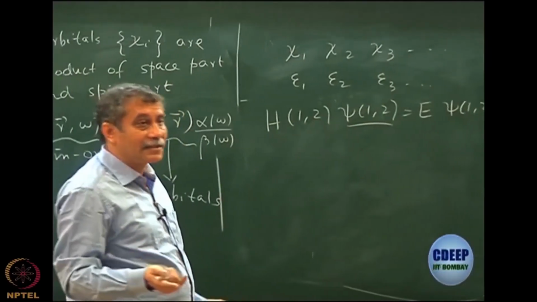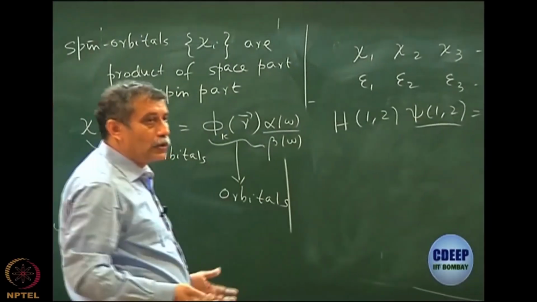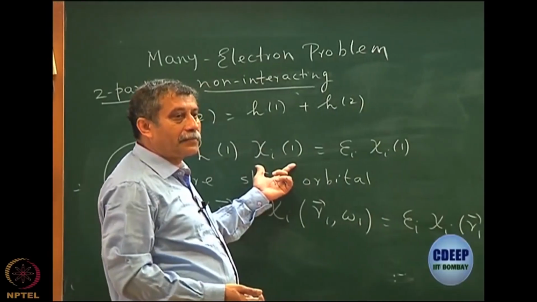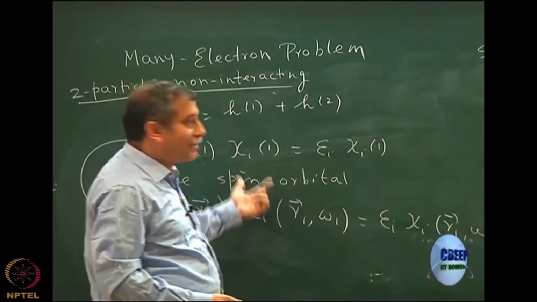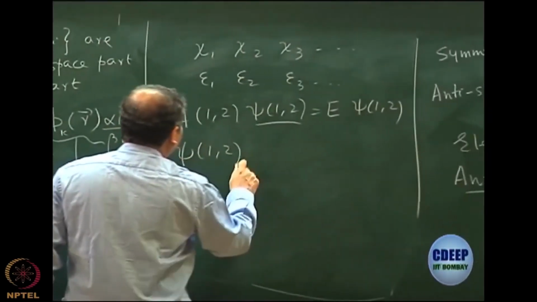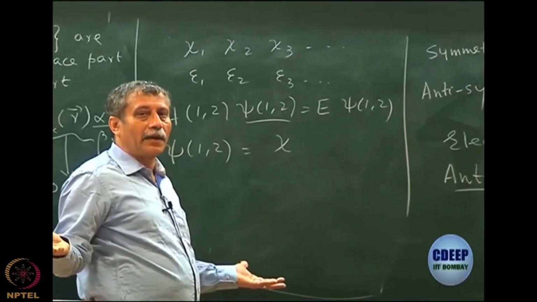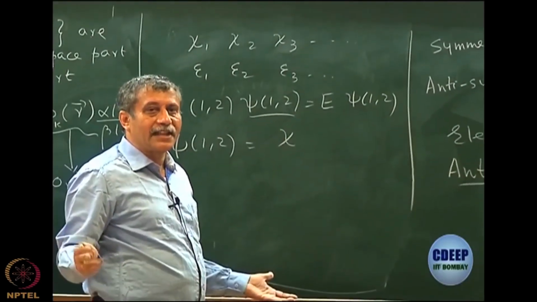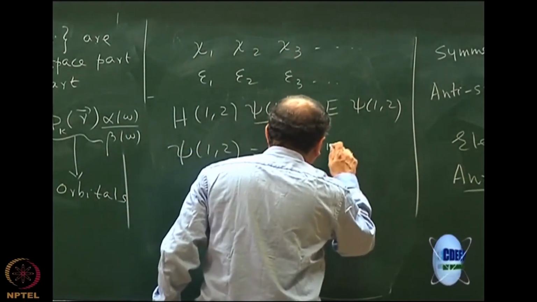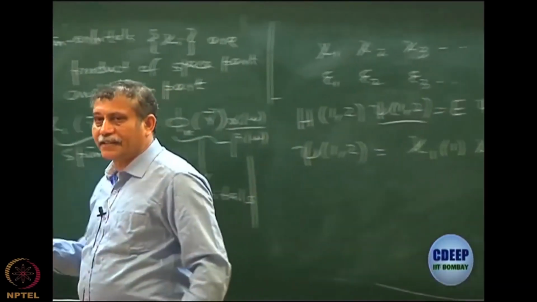What does our theorem say? The theorem says that this psi of 1, 2 must be an antisymmetrized product of the eigenfunctions of the 1 particle problem, right? So, for example, psi of 1, 2 can be a product of any set of chi. Now, the only catch is that they must be an antisymmetrized product. So, let us say I put both the electrons in chi1 to start with.